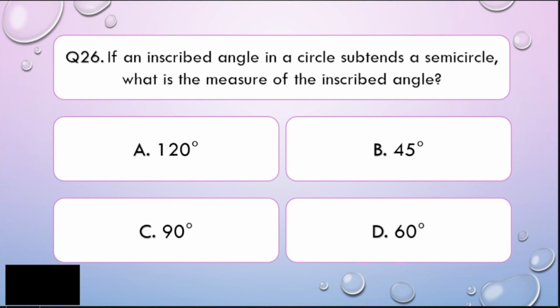Alright, math learners, remember this. A semicircle is half of the circle. So, the whole circle is basically 360 degrees, so half of that is a semicircle. That is 180 degrees.